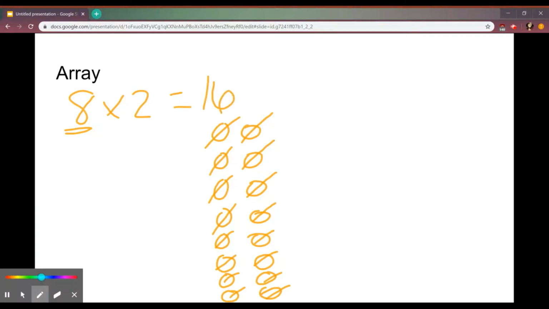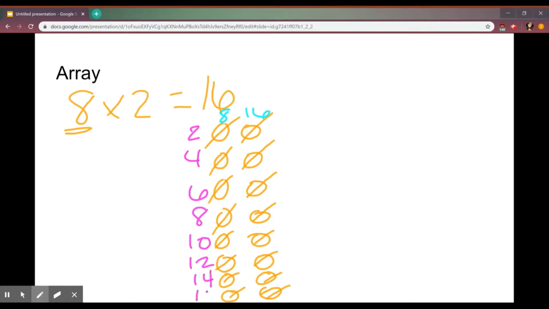You could have also solved this by skip counting by 8s, which would have given me 8 and then 16. Or you can skip count by 2s and get 2, 4, 6, 8, 10, 12, 14, 16. Again, multiple different strategies, same answer.